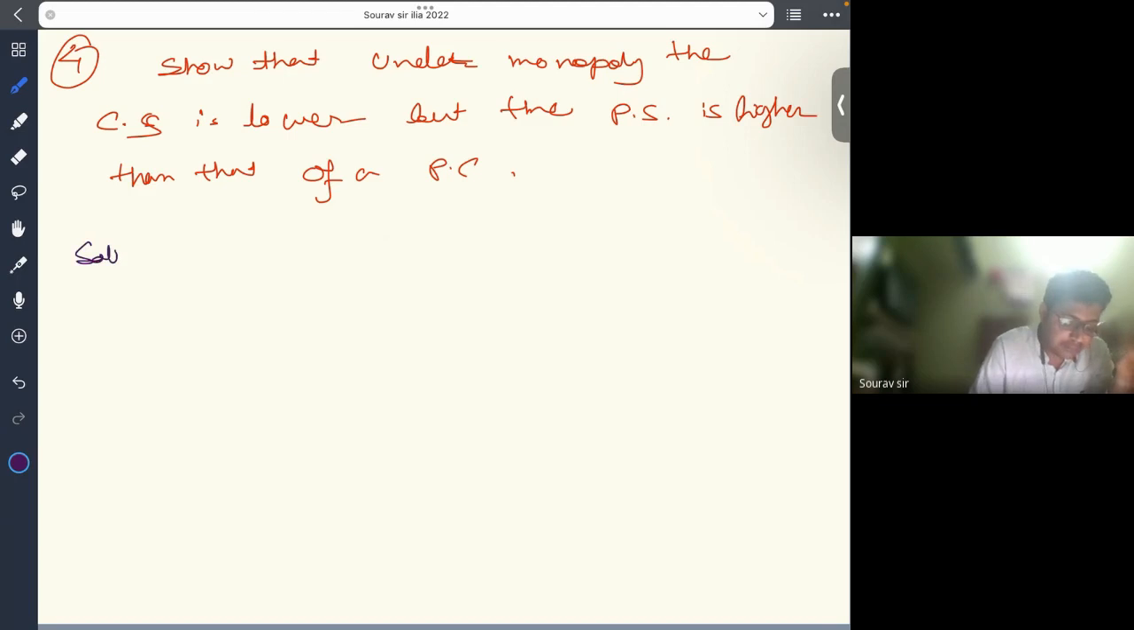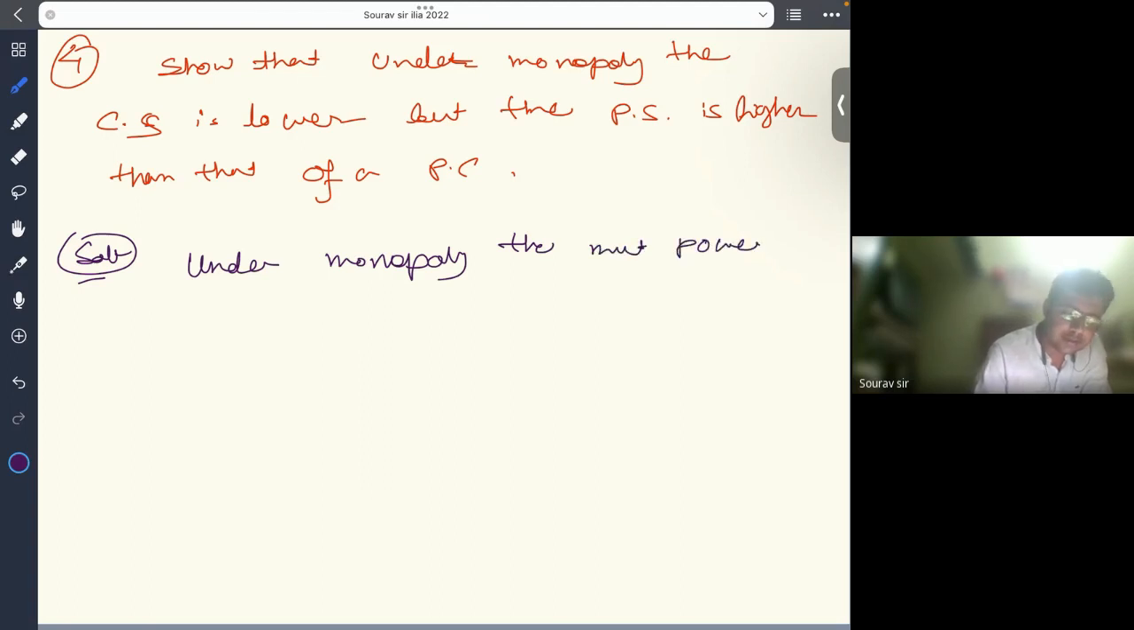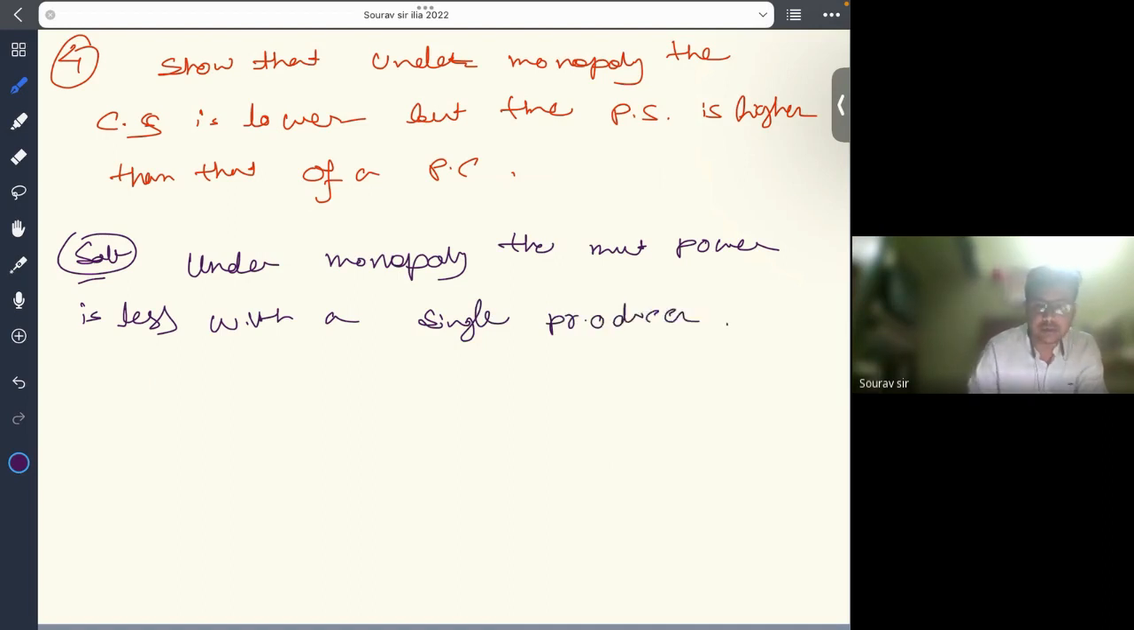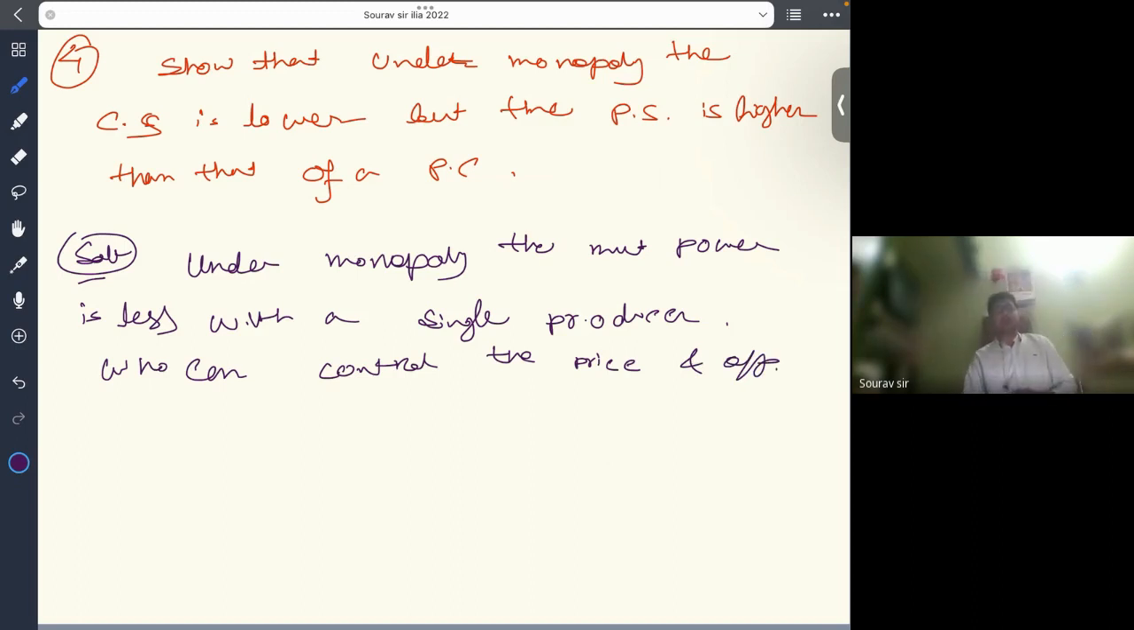Okay. So some key points to solve this question: under monopoly, the market power lies with a single producer who can control the price and output. In contrast, under perfect competition, there are many small firms.